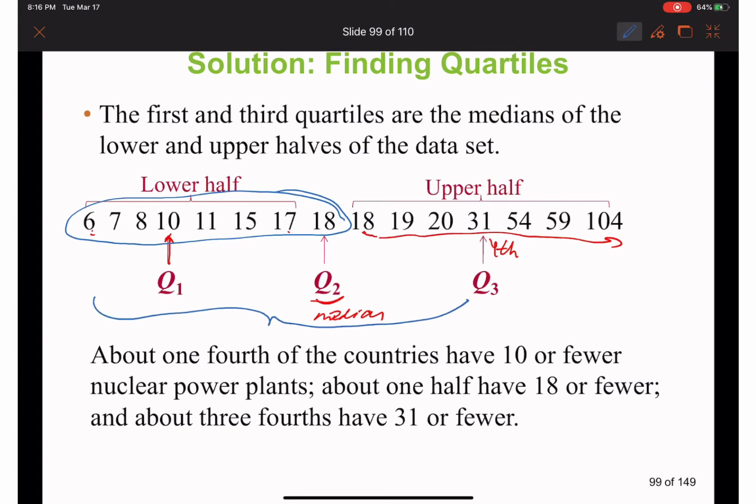Because if you divide into 4 parts, each part is going to be 25%, right? 25, 25, 25, and 25. So from the beginning all the way to Q3, it's going to make 75%. So 75% have 31 or fewer nuclear powers. Okay, so it's a kind of analysis of the database.